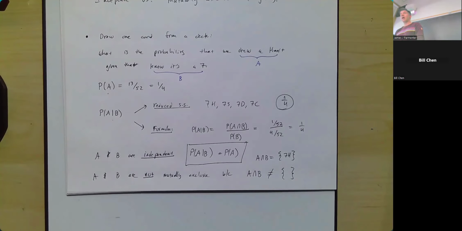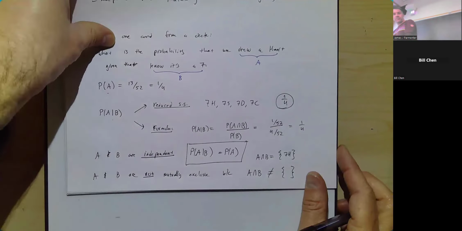Furthermore, if two events are mutually exclusive, they're explicitly not independent. So I'm going to say something I think is funny. Mutual exclusivity and independence are mutually exclusive. You can have one or the other and never both. Here's why. If two events are mutually exclusive, in fact, let's just say it.